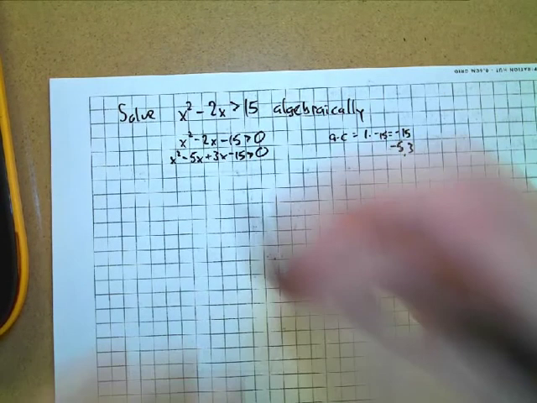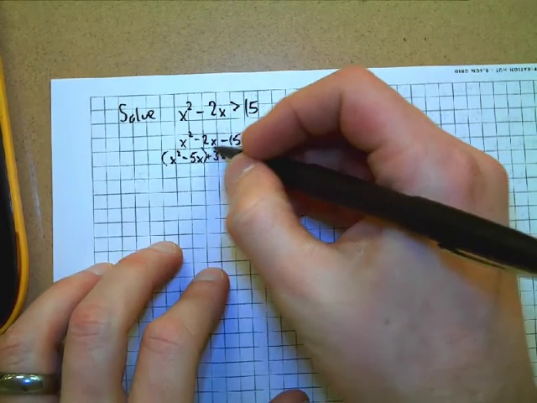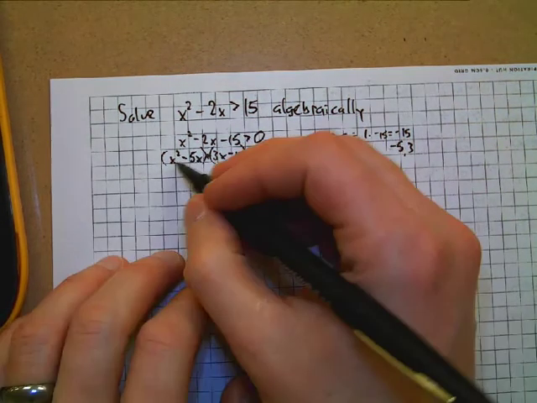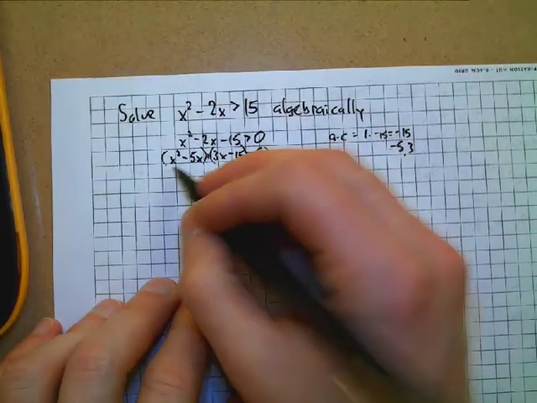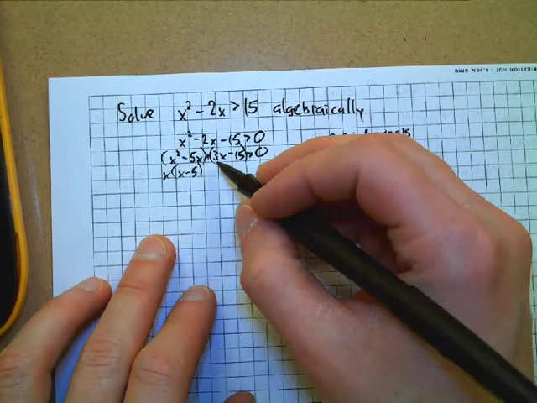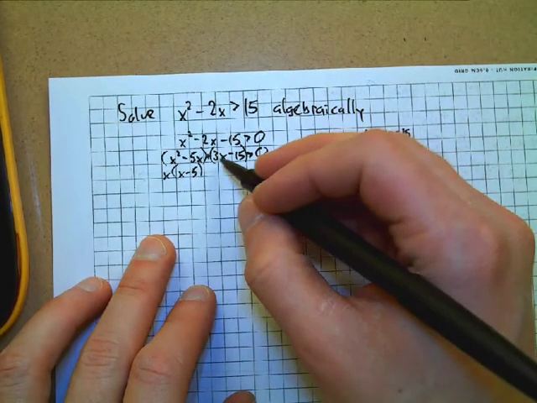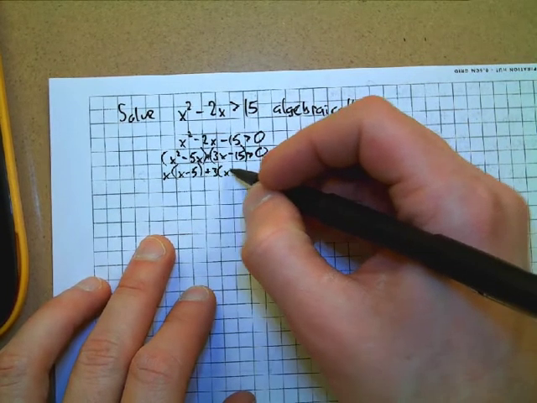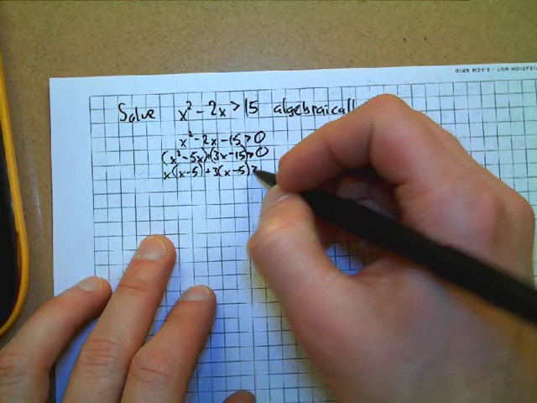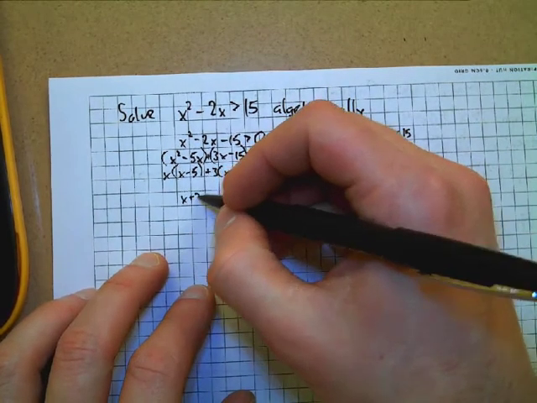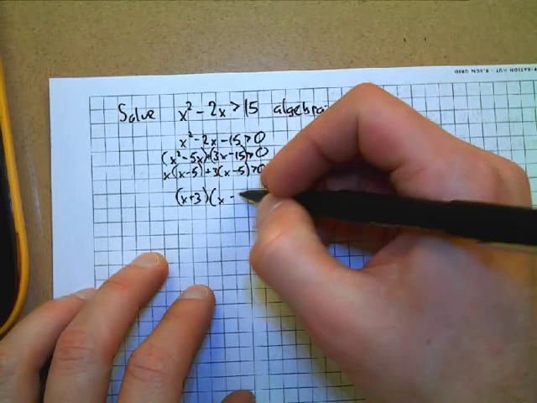Group the first two, group the second two, and factor. What can we take out of the first group? An x. What can we take out of the second group? 3, they both divide by 3. So it's going to be x plus 3 and x minus 5. I'm going to skip this down here: x plus 3 and x minus 5 is greater than 0.